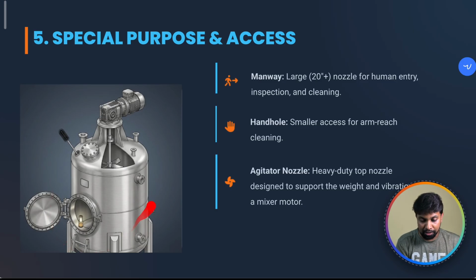Compared to the other nozzles, here you can see the nozzles are supported with many stiffeners, that is to support the weight of the agitator, and also to support the vibration which is generated by the gearbox and motor.